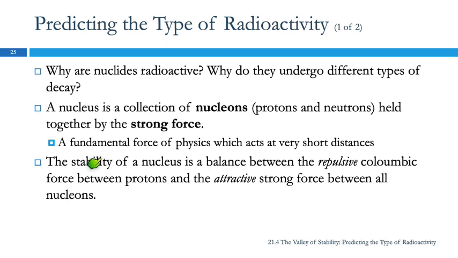So the stability of the nucleus, any nucleus, is a balance. So we have repulsive coulombic forces, so those are the forces of repulsion between protons because of their like charges. And then we have this attractive strong force that happens between all of the nucleons. Any questions?